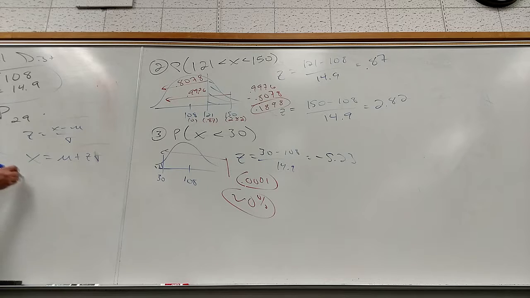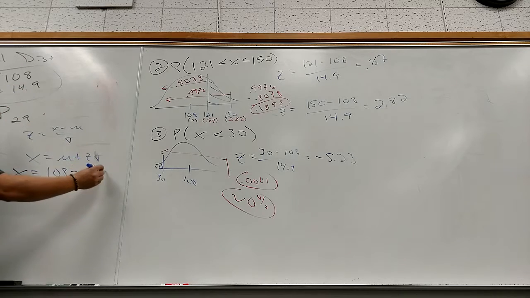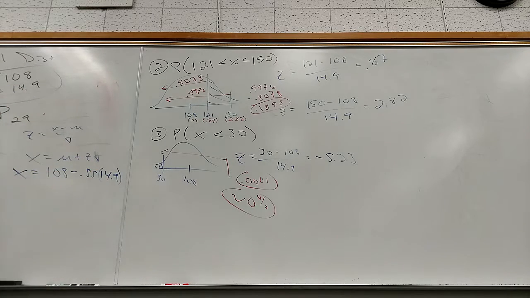So what do I put in here? 108? Negative 0.55 of these. Say it's roughly 101.5. Maybe 99, less than that. What is it? 99.805. Okay.